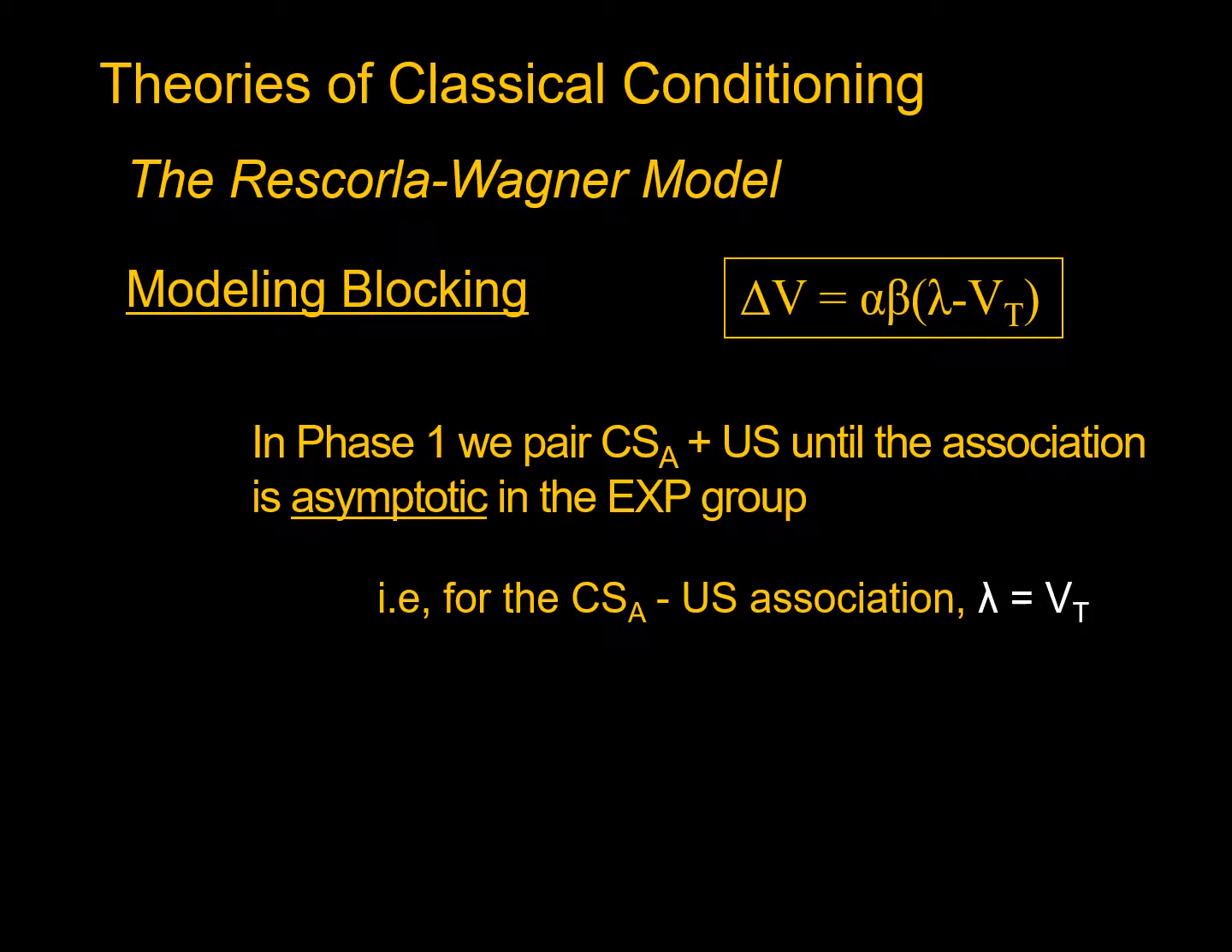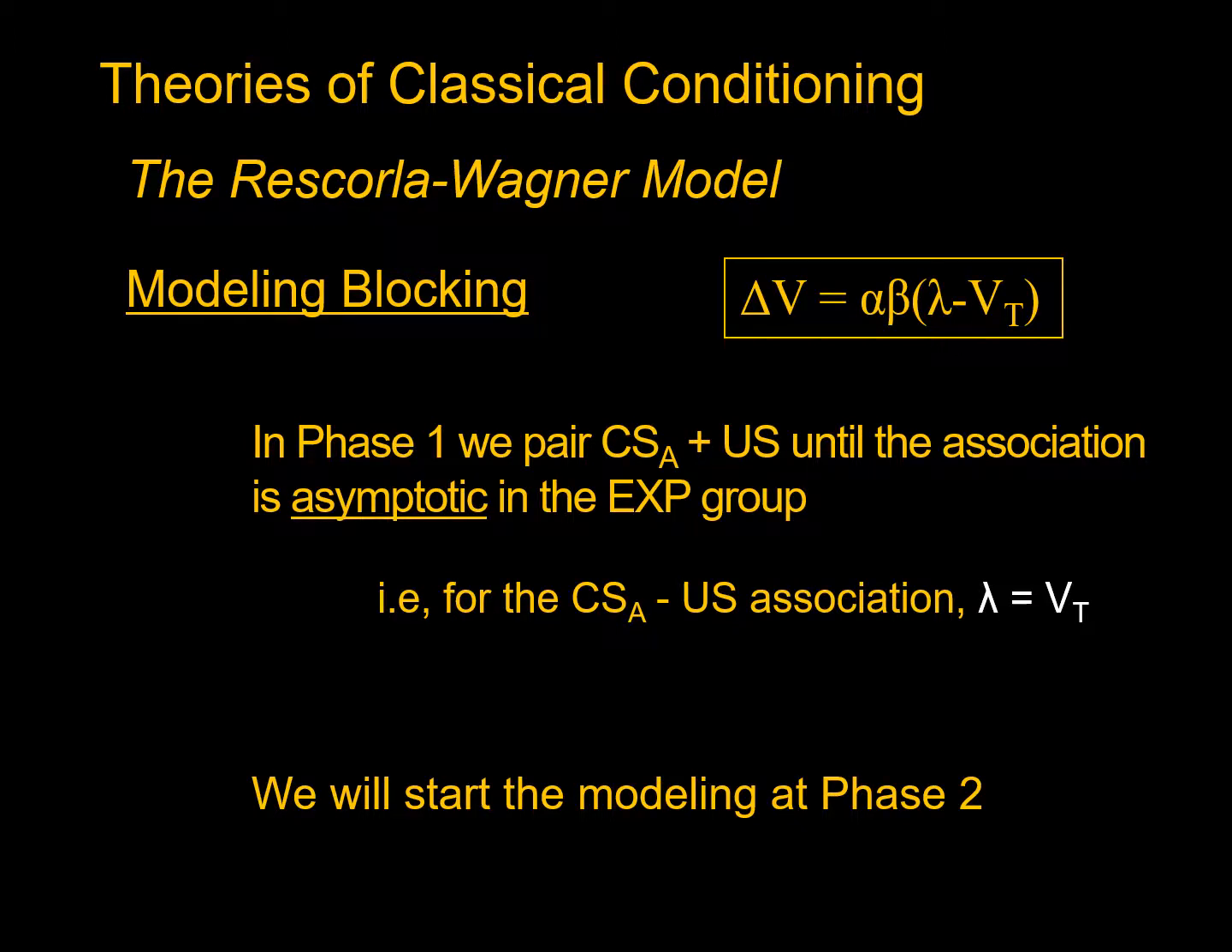So this is a little bit of a fudge, but I think it's a justifiable fudge. We're just going to assume that in the first phase for our experimental group, we used up all the available associative strength for that first association. So we're going to assume that we got V sub t all the way up so it's actually equal to lambda, just to make things relatively simple. So we're just going to have to start plugging numbers into the model when we get to phase two.